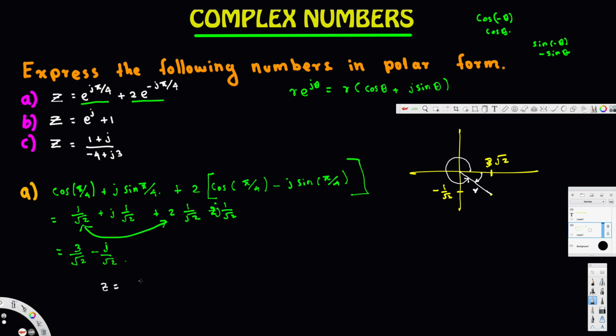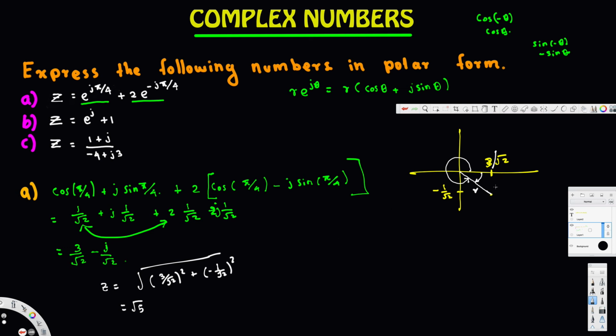That's what we are going to have. Z is equal to the square root of, it's actually 3 divided by root 2. So (3 by root 2) squared plus (minus 1 over root 2) squared, and if you calculate this, you're going to get root 5. So this is our distance. Now we have to find the angle.